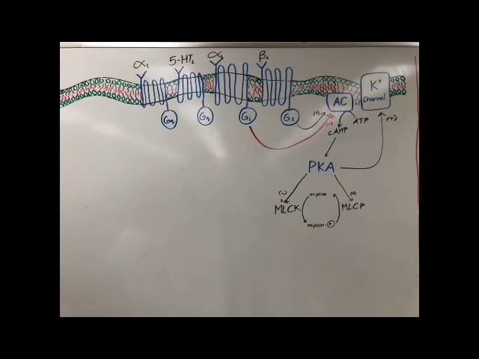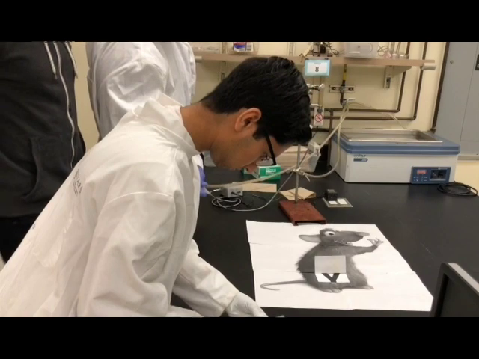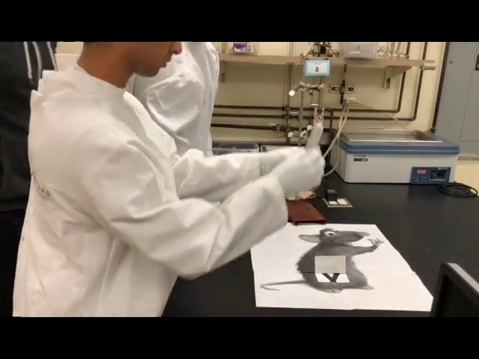The Gi pathway, which is prevalent on the alpha-2 receptors, works in opposite to that of the Gs pathway by inhibiting adenylyl cyclase. Go ahead and administer the drugs, doctor.